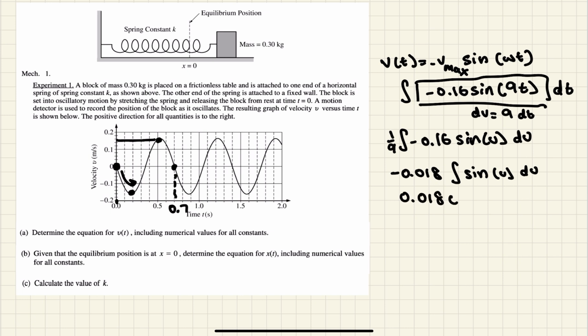It's 0.018 times the cosine of u. U we said was 9t, so it's going to be 9t. And then technically plus c, but it says it starts at x equals 0, and so we don't need a plus c. That's going to be our equation for position.